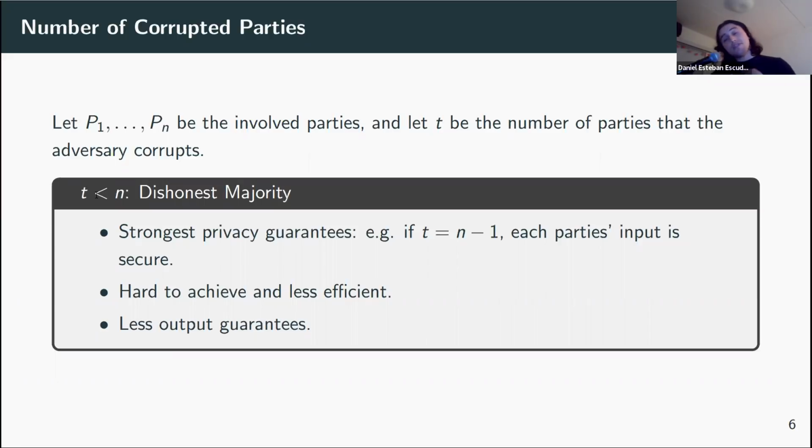If you have a protocol that is secure in this setting, then you have the strongest privacy guarantees. Because if I'm participating in the protocol and I'm honest, then even if absolutely everybody else colludes towards learning my input, they won't be able to do it because of the guarantees of the protocol. That's a very good guarantee, but it unfortunately is very hard to achieve and is less efficient. And of course, it gives weaker output guarantees, which we're going to get to in a second. This is the best world you can live in, where you can tolerate all corruptions: everybody can be corrupt except one party, and still the privacy of that party is guaranteed. But that's too much to ask in some settings.